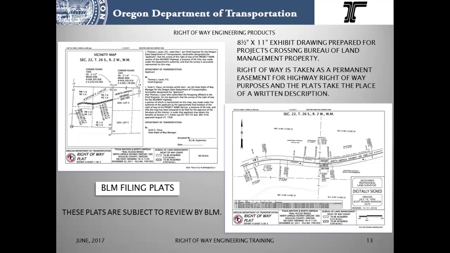So BLM filing plats, these are 8.5 by 11 inches. It's an exhibit drawing that's prepared for projects crossing BLM land, Bureau of Land Management. The right-of-way is taken as a permanent easement for highway right-of-way purposes, and these plats take the place of a written description. Now, they will be submitted for approval, and they're subject to approval by the BLM.